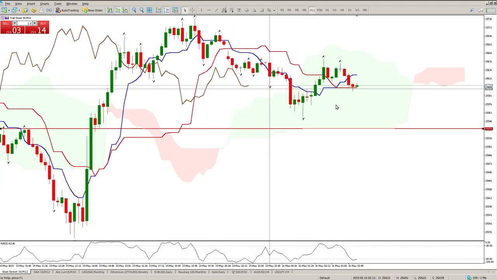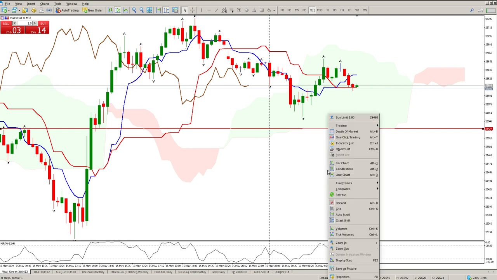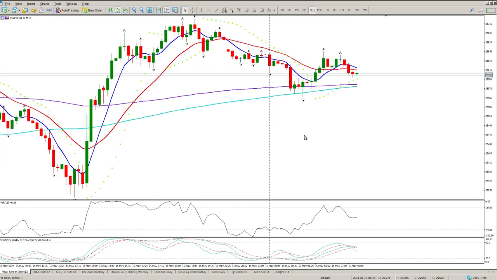I'm just going to go down to 12 minutes as well, because now we're in the cloud. In the cloud means ranging, and we've got bearish. We had a bearish crossover, now we've got a bullish crossover, and this is bearish. Okay, in other words, total confusion still. Okay, so my view is quite simple.